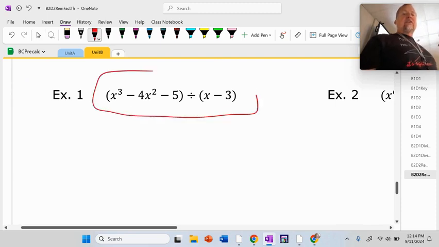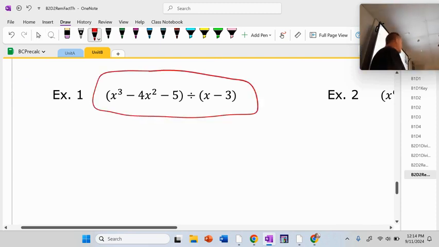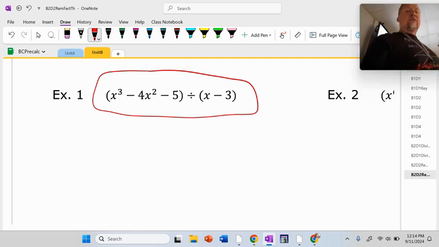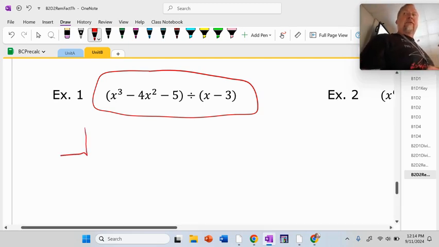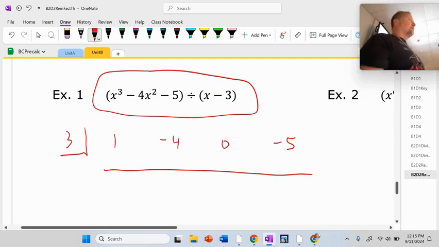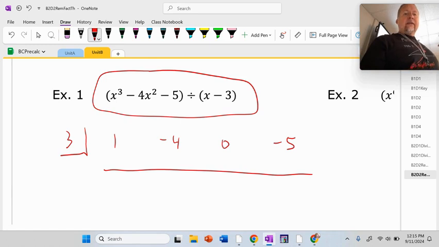Can I use synthetic division? Yes or no? Absolutely. You'd be a fool not to. What goes in the garage? 3 or -3? 3. And am I missing a term? Yes or no? Do I have to account for it? Yes or no? No, if you like wrong answers. Right? Okay, bring down the 1.